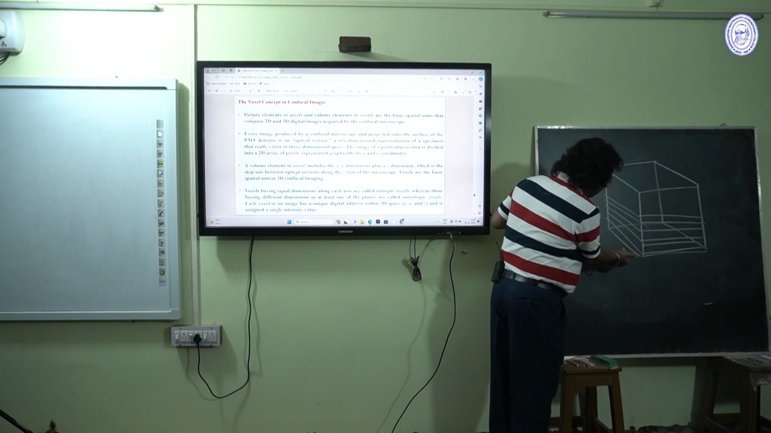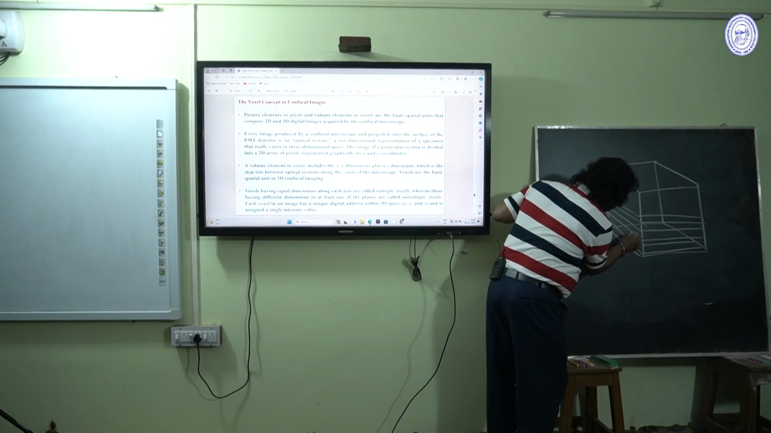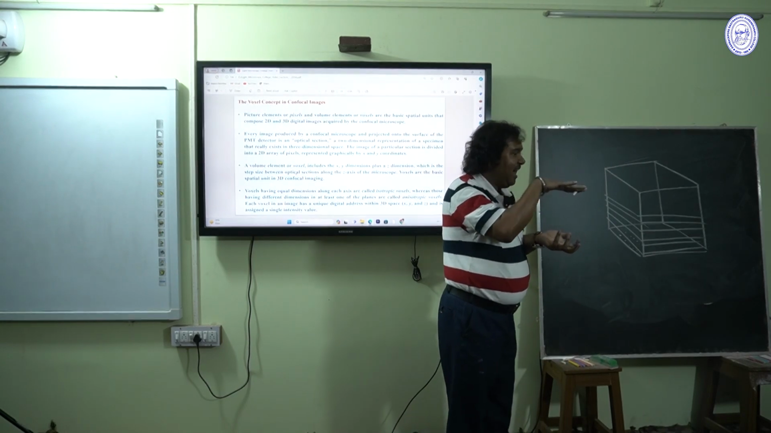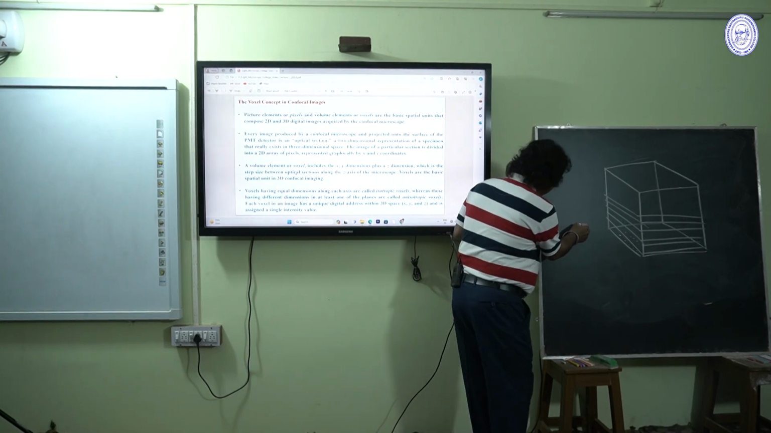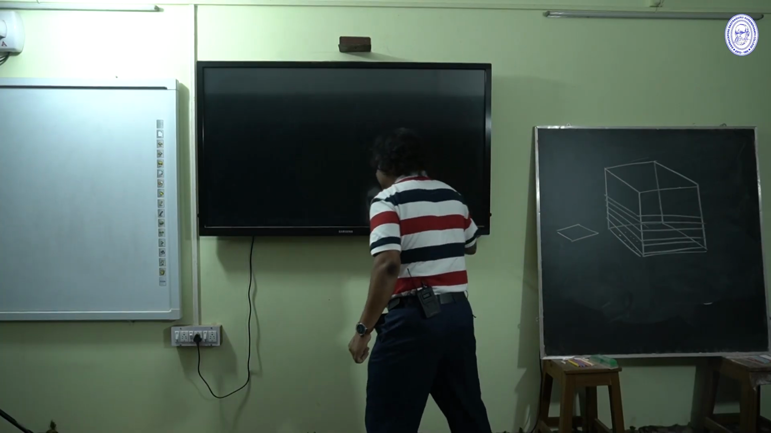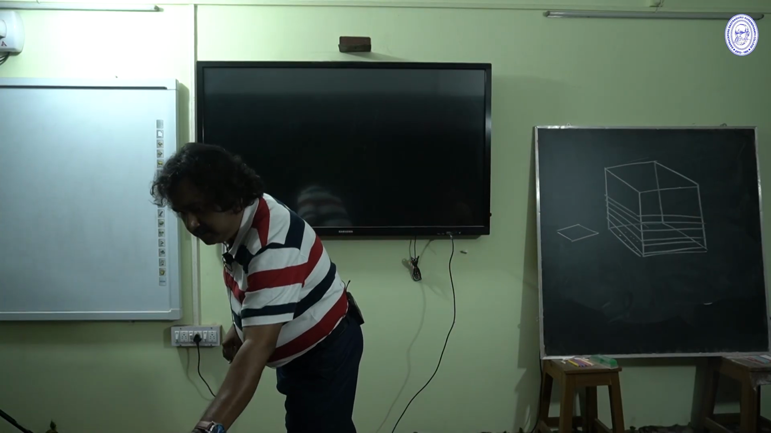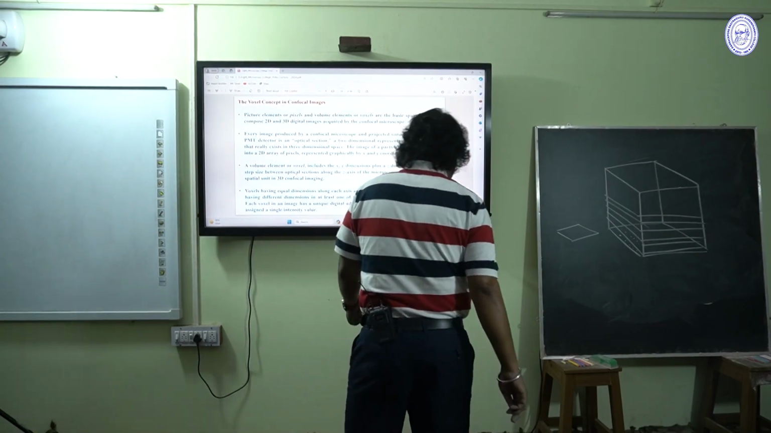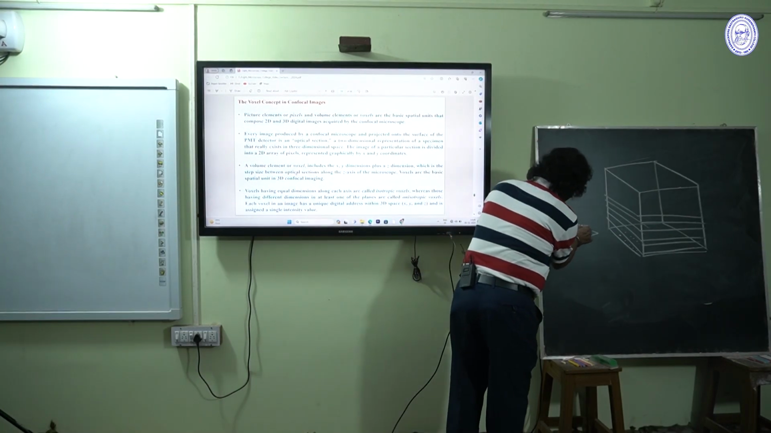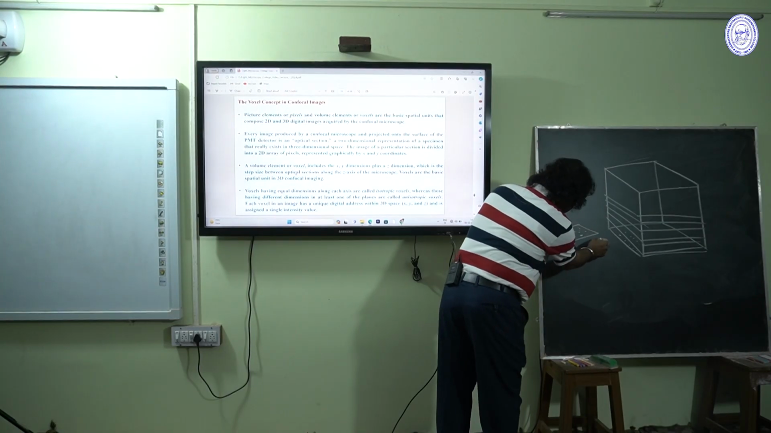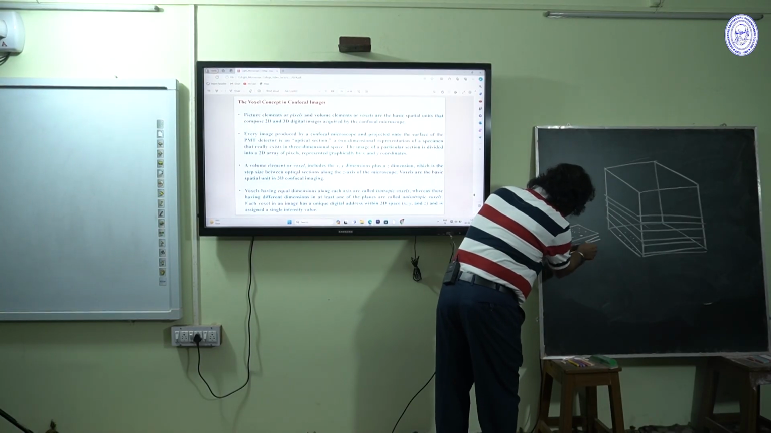The x and y direction. Suppose that these are the pixels. Each layer, if it is one layer, it is one layer having pixels. This is another layer, this is another layer, another layer, another layer, another layer.